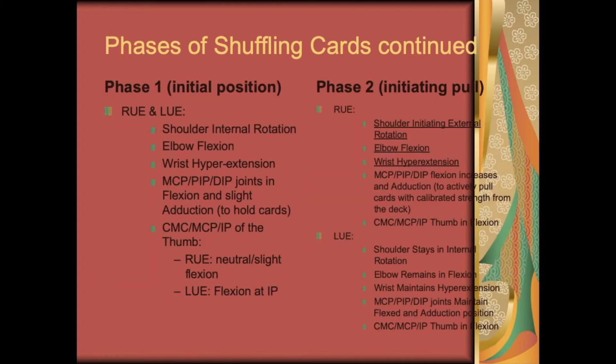Phase 1 is the initial position. The right upper extremity and left upper extremity are similar in position and joint action. During Phase 2, the right upper extremity pulls a few cards out of the deck. Doing so, the right upper extremity has more distinctive gross motor patterns, including shoulder external rotation, elbow flexion, and maintaining that wrist hyperextension, whereas the left upper extremity is still stabilizing the other half of the deck during Phase 2.